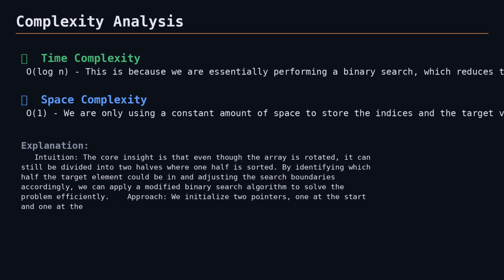If not, we determine which half is sorted by checking if the left element is less than or equal to the middle element. If it is, then the left half is sorted, and we check if the target is in the range of the left half. If it is, we adjust the right pointer to mid - 1. Otherwise, we adjust the left pointer to mid + 1. If the left half is not sorted, then the right half must be sorted, and we apply a similar logic to adjust the pointers. We repeat this process until we find the target element or the pointers meet.